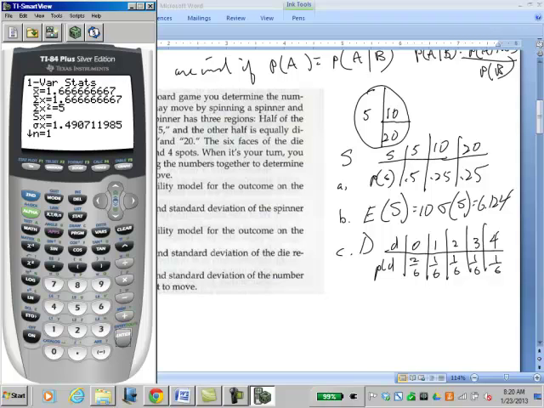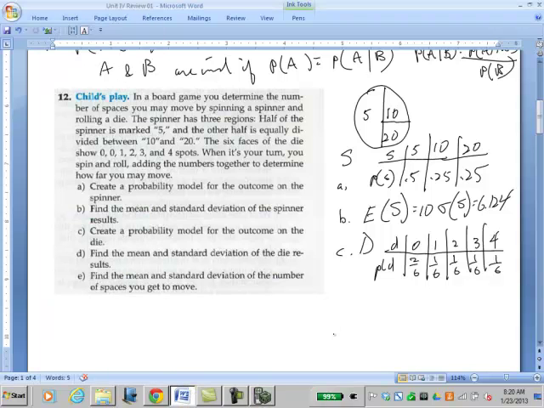Okay, n equals 1, so that looks good. All right, so the standard deviation is 1 2/3. I'm sorry, the expected value is 1 2/3, and the standard deviation is 1.49. Okay, so we go back to here.